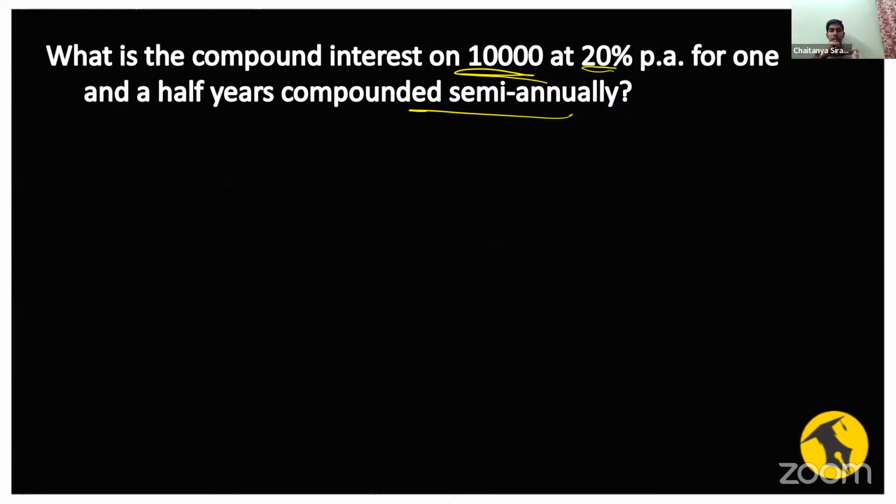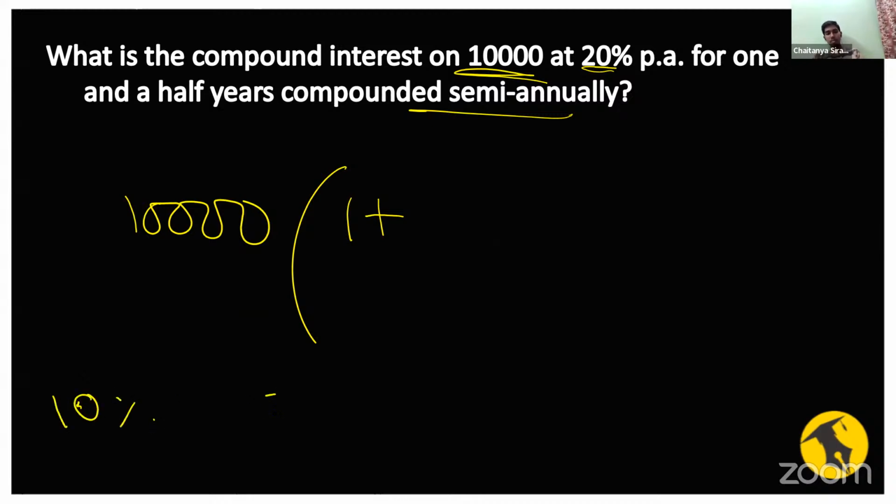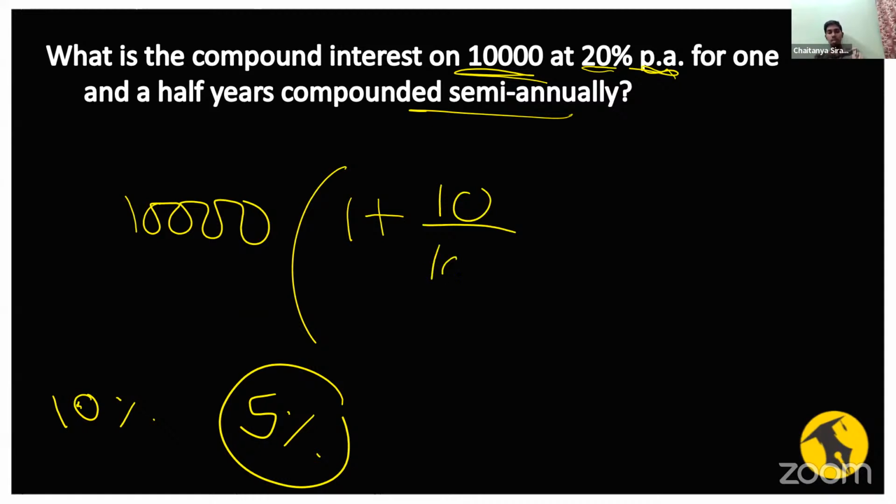So in this case, it would be 10,000 into the rate of interest would be half since we are doing it for 6 months. The example which I did, I started with 10% and for 6 months I had 5%. So here I have 20% per annum, so it would be 10% for semi-annually.